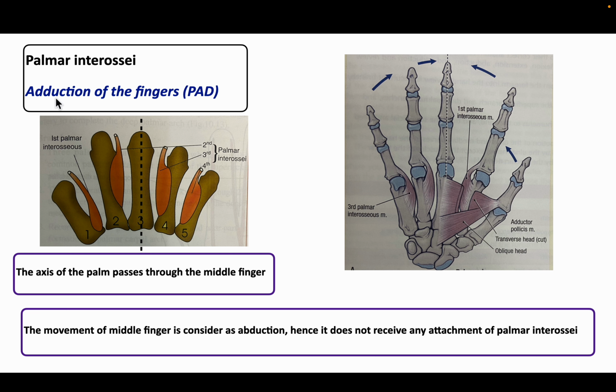So what is the action of the palmar interossei? Adduction means the fingers have to come close to the axis. So the interossei present on the rest of the fingers will pull the fingers towards the middle finger. But the middle finger does not receive any palmar interossei. This arrangement contributes to their action. These muscles are inserted here and bring the finger close to the middle axis. That is why the palmar interossei do the adduction of the fingers.